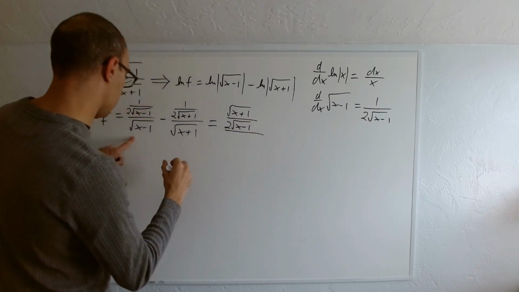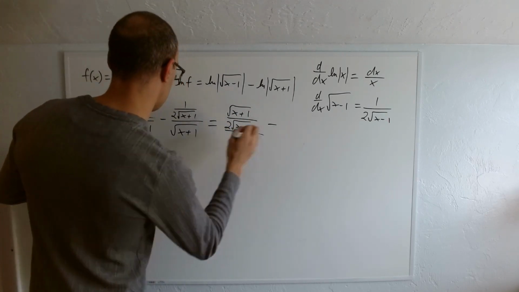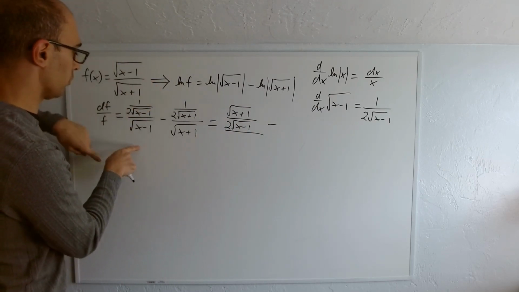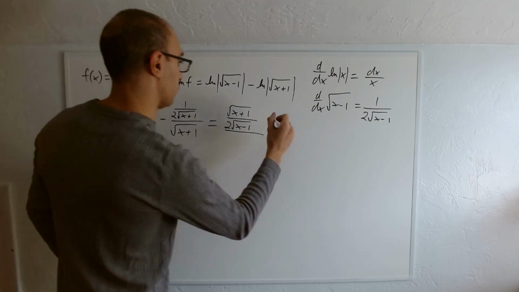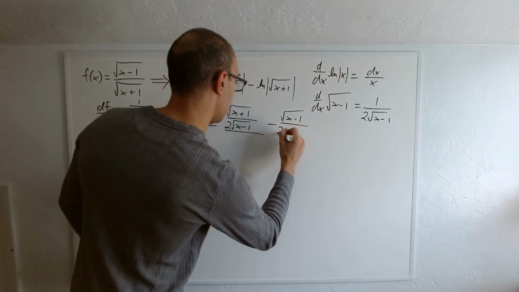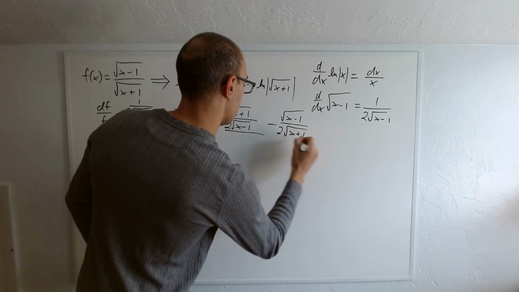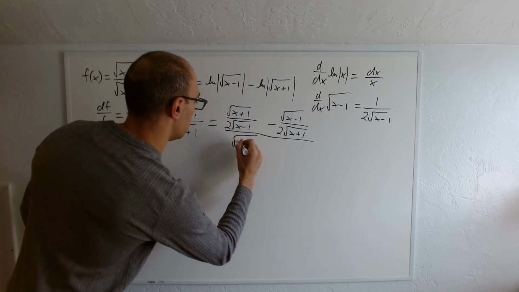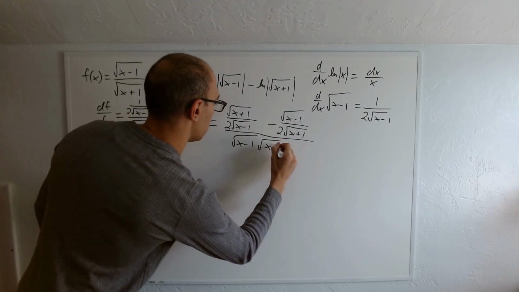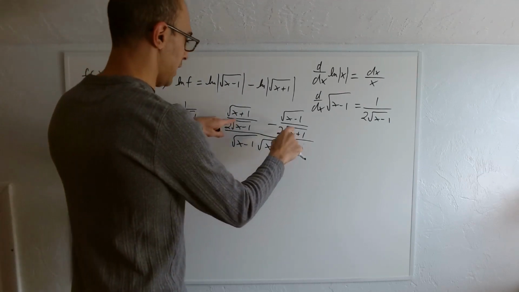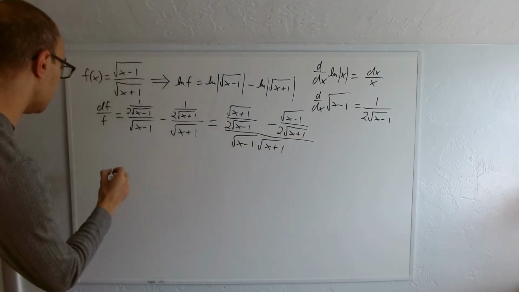we'll get this. Now minus, now on this side, we want to multiply by square root x minus 1 over square root x minus 1. So we'll have square root x minus 1 over that. Okay, now we've gotten a common denominator in the bottom, which is that. Now we have to work on tackling that top piece.